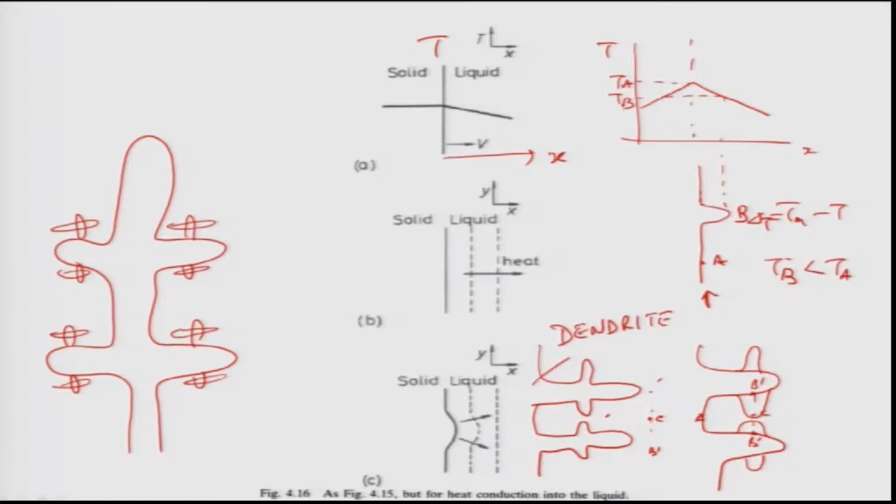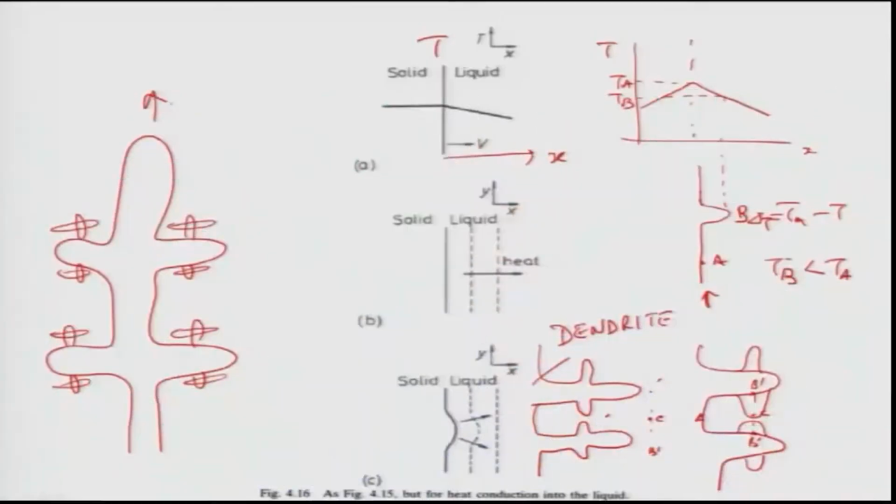Obviously we are discussing a pure metal, so the only thing which is important here is the transport of heat, because there is no alloy, there is no solute. So it is very clear that the growth which will form because of the solidification of a pure metal will be dictated by the type of temperature gradient which develops in the liquid.